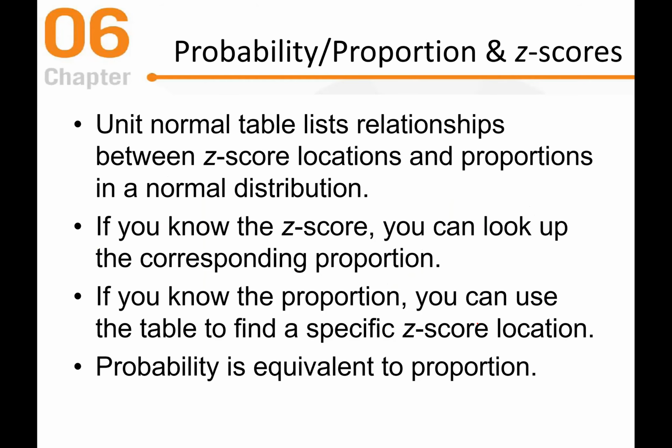So, the probability, proportion, and z-scores. The unit normal table lists relationships between the z-score locations and the proportions in a normal distribution. If you know the z-score, you can look up the corresponding proportion. If you know the proportion, you can use the table to find the z-score. Probability is equivalent to proportion.